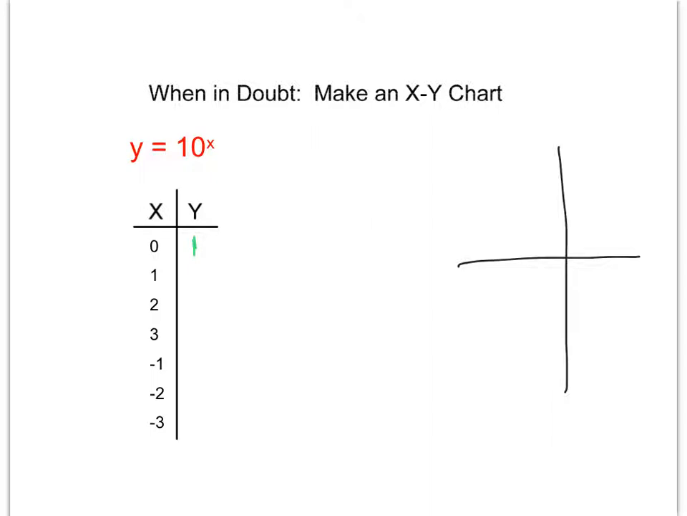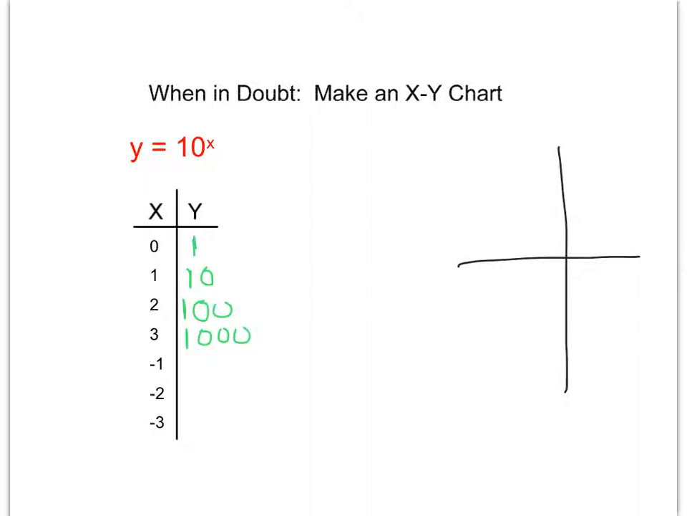For x is 1, that would be y equals 10 to the first, so that would be 10. For x is 2, y would be 10 to the second, which is 10 times 10, or 100. When x is 3, y would be 10 to the third, which is 10 times 10 times 10, or 1,000.